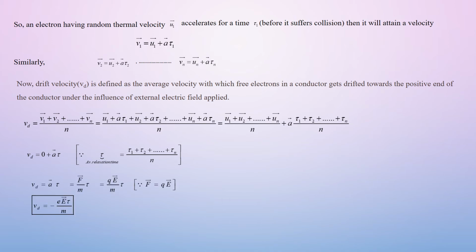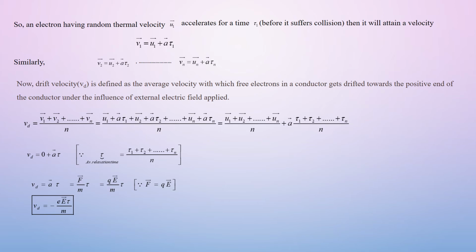Now you know Newton's second law. According to that, F is equal to ma. So a is equal to F by m. In place of a, we put F by m and tau remains. Now you also know F is equal to qE. We put that value. So what are we getting? Vd is equal to qE tau by m.